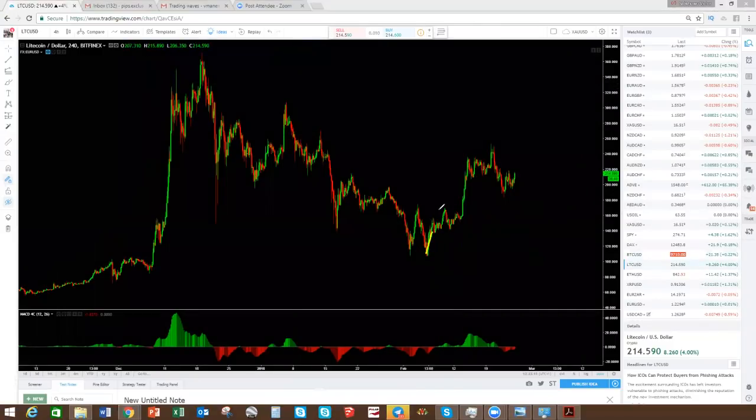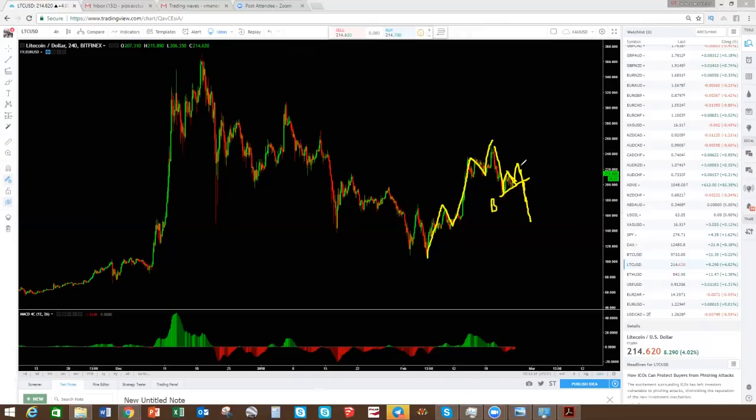Okay? 1, 2, 3, 4, 5, A, B, C. You can see that currently we're making a B on Litecoin. This one here. So it may come down, do this, and then come down here. So that's 1, that's 2, that's 3, clear 4, 5, A, B, C. Not like that. So you can see what the bias and the direction is.